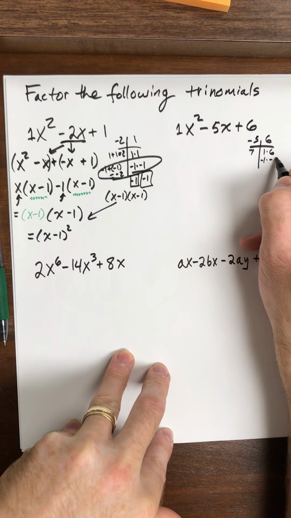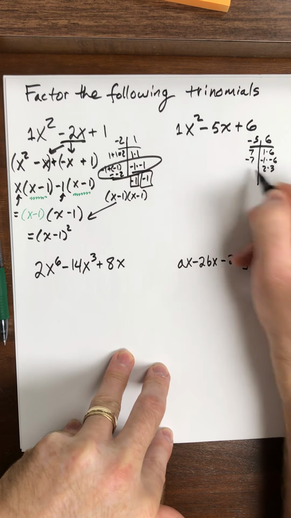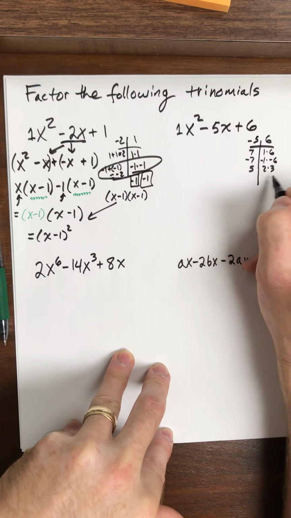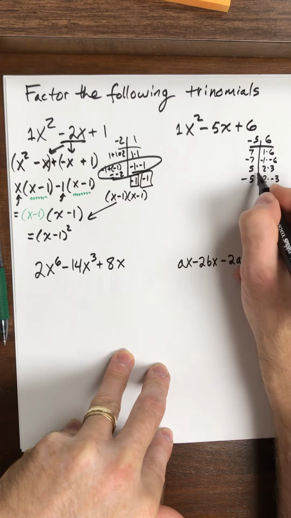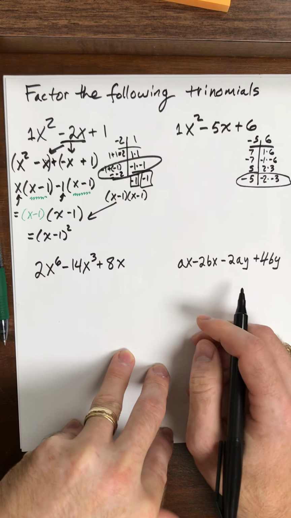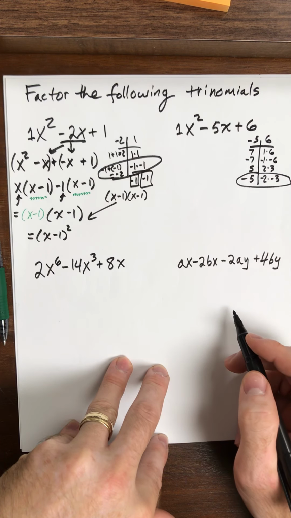-1 times -6, that's -7. No way. 2 times 3, that's 5. Oh, we're looking close. -2 times -3, there we go. -5 is our answer. Okay, so if you got it right off the bat, good for you. May have played a little silly there.